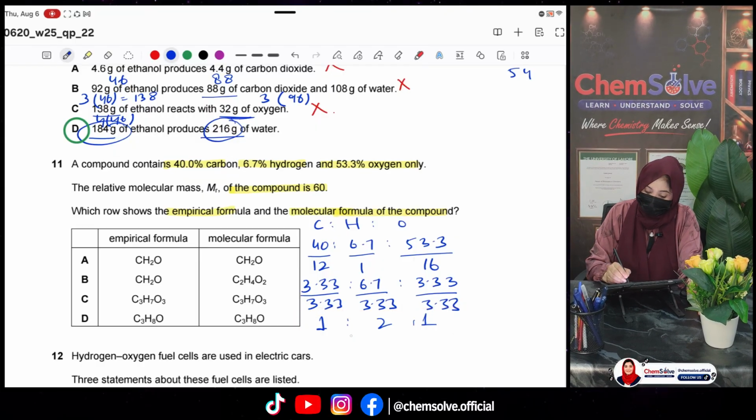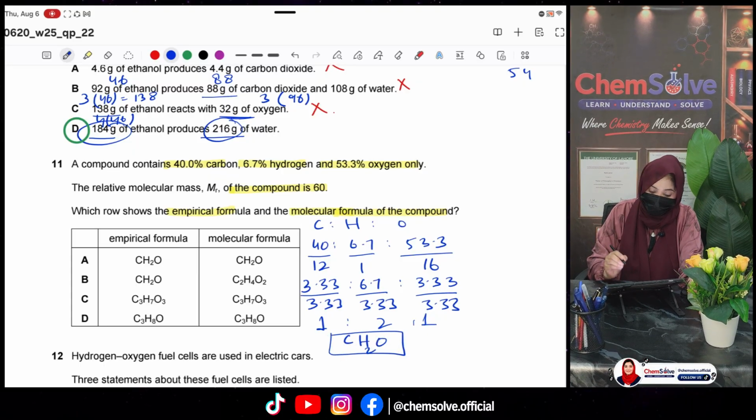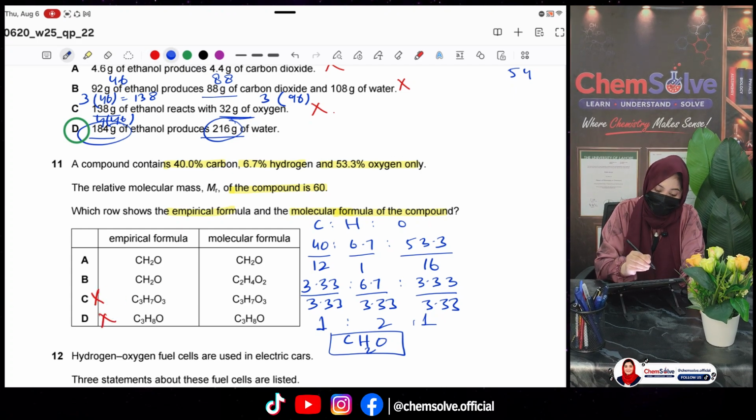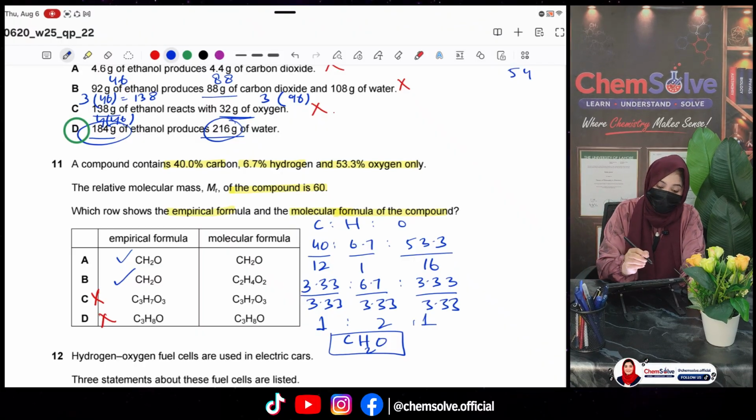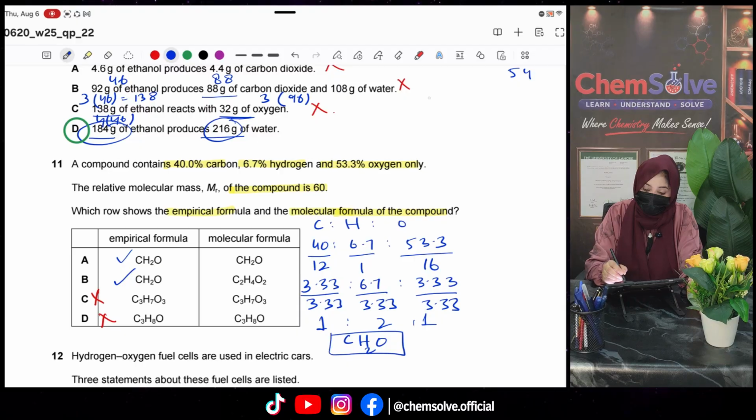So the empirical formula is CH2O. This is the empirical formula. So if it is CH2O, it means options C and D are the wrong ones. So we have to choose between A and B. Now we have to calculate the empirical formula, sorry, molecular formula. So for molecular formula, we need, first of all, let me solve it here.